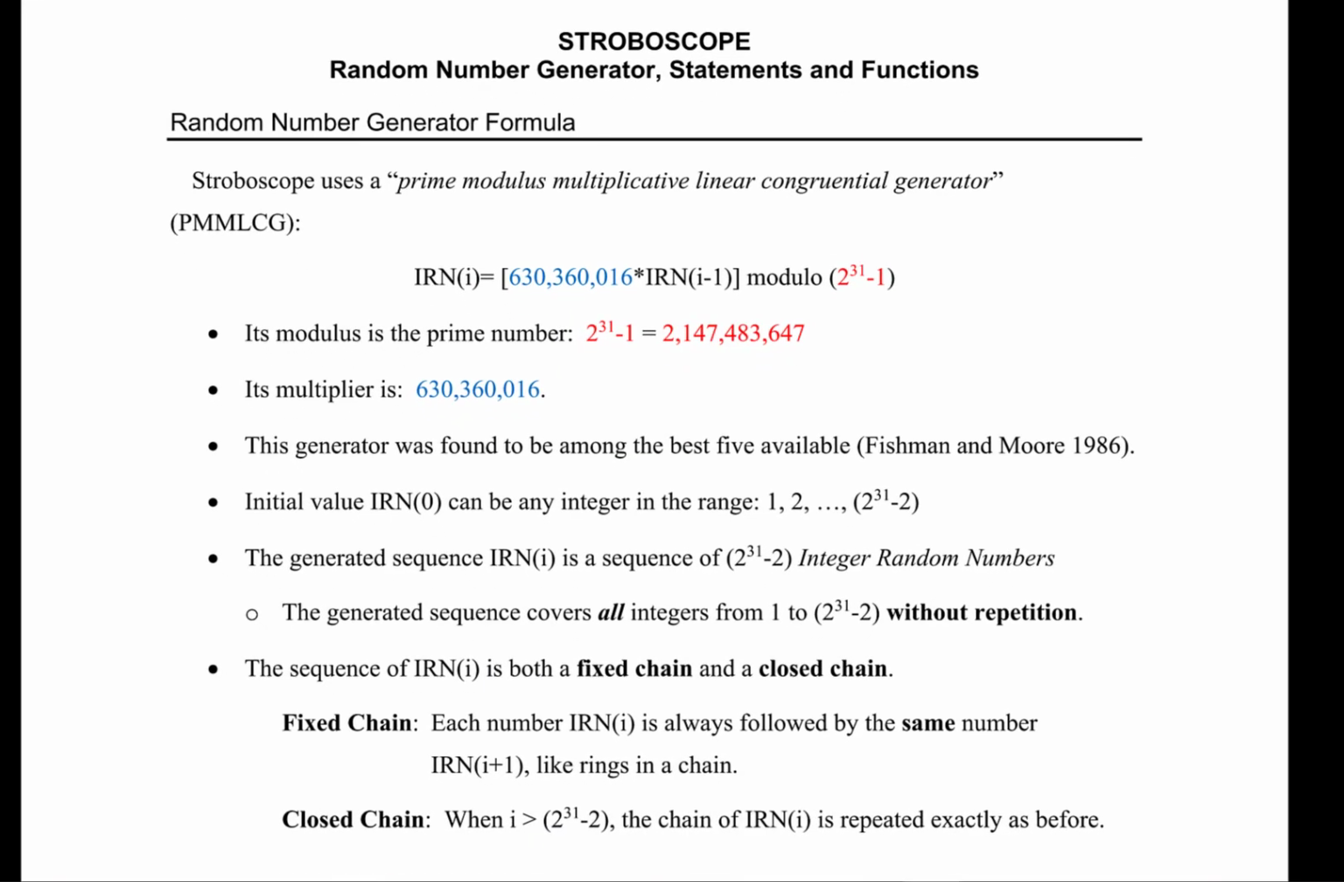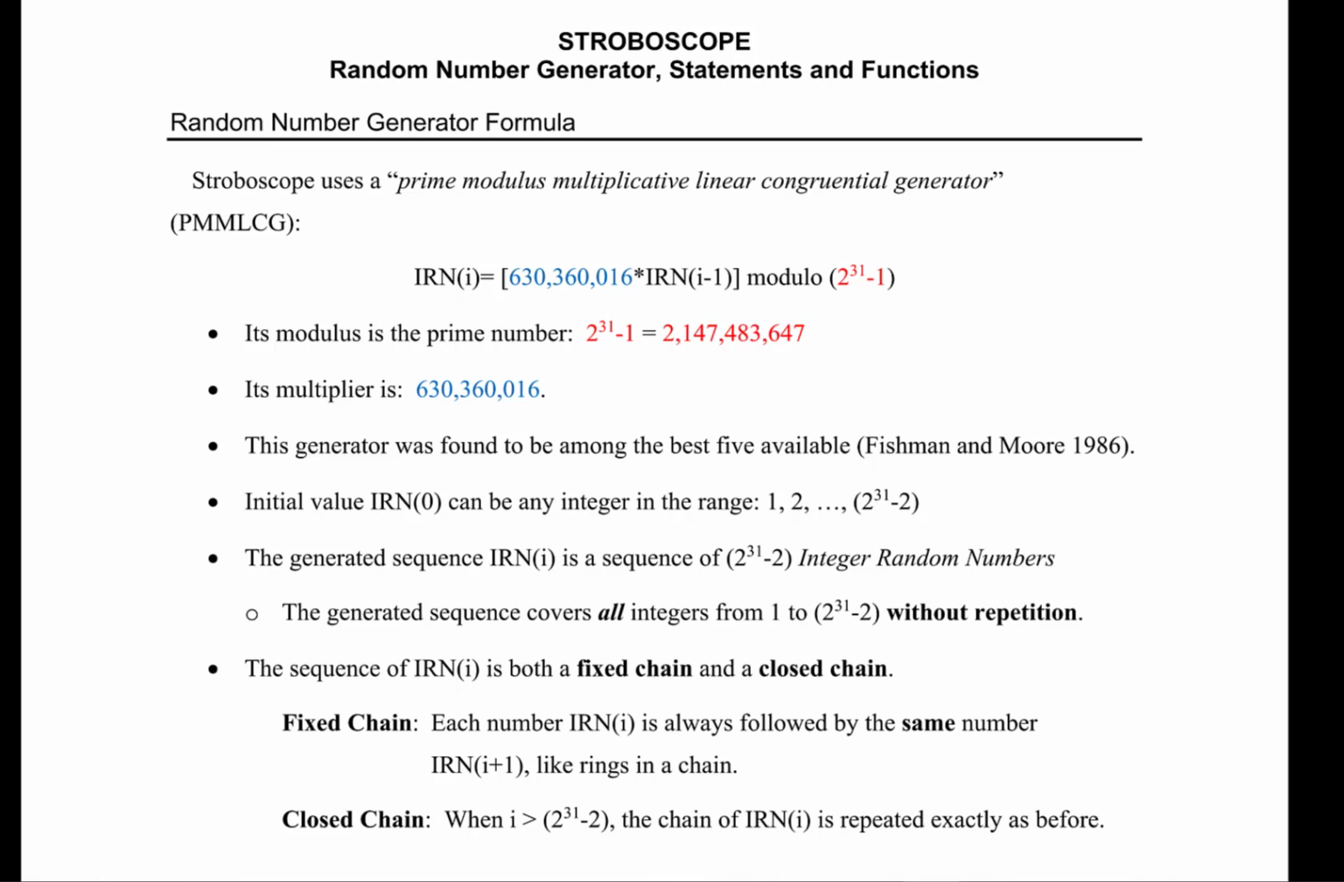This presentation describes the stroboscope random number generator, the associated statements, and functions. Understanding how the stroboscope random number generator works is very important for implementing variance reduction techniques that will be presented later.